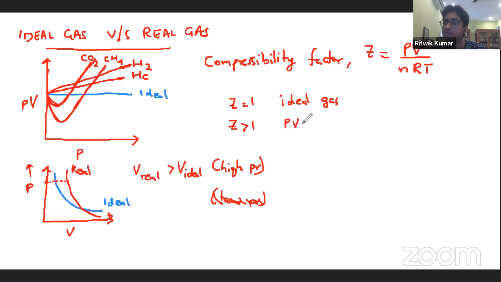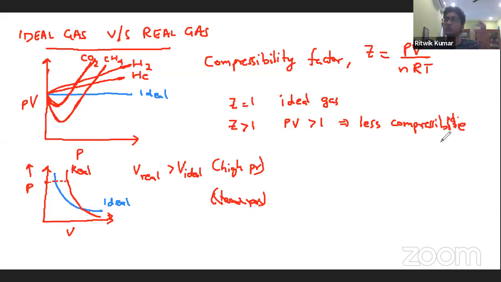So you can say PV is greater than 1. Let's say you're taking it at the same temperature for the same number of molecules, right? So Z greater than 1 means PV is greater than 1, which implies that at the same pressure that you are keeping these molecules, the molecules exist in a larger volume, right? So the molecules are less compressible, you can say.